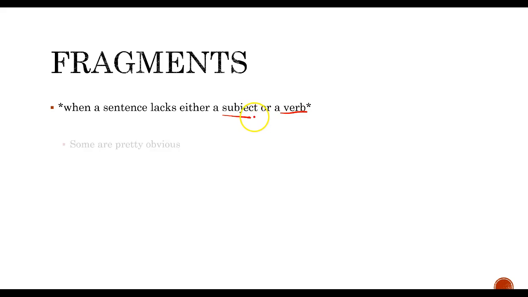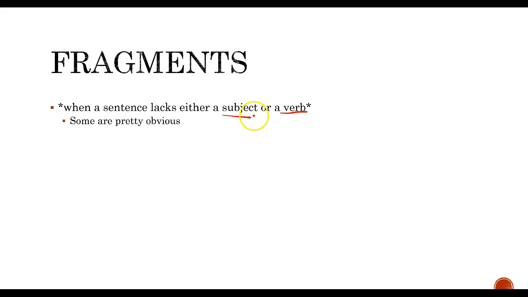So there are the four types of sentences right there. So let's get into the three errors that I mentioned at the beginning. They all relate to not using sentences correctly or making errors in sentences. So when a sentence lacks either a subject or a verb, so you don't have the basic requirements of a sentence, you have a fragment.